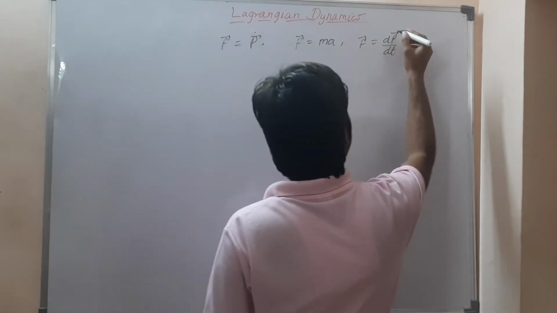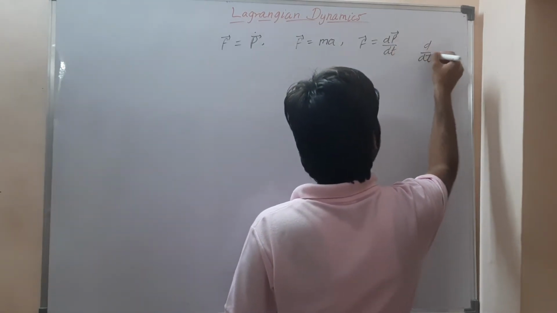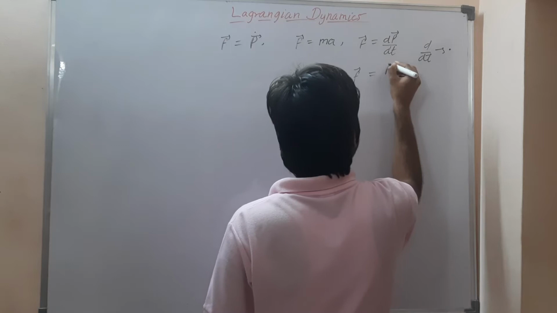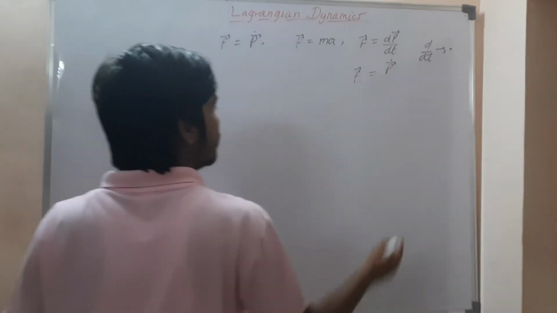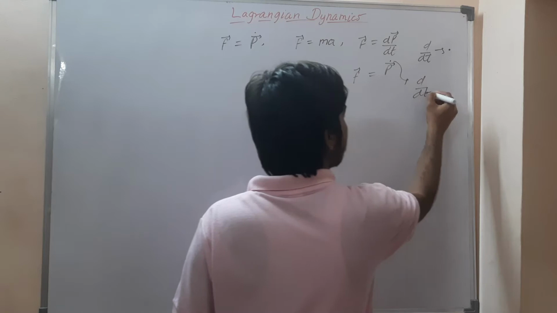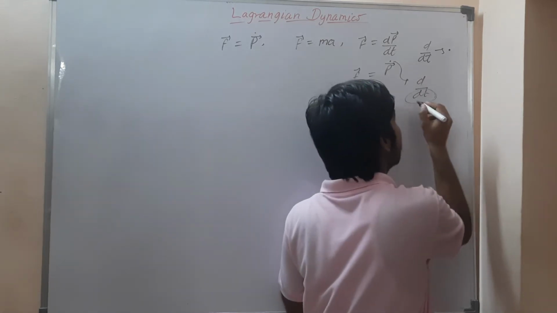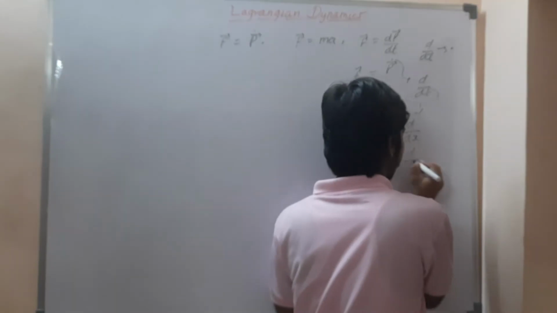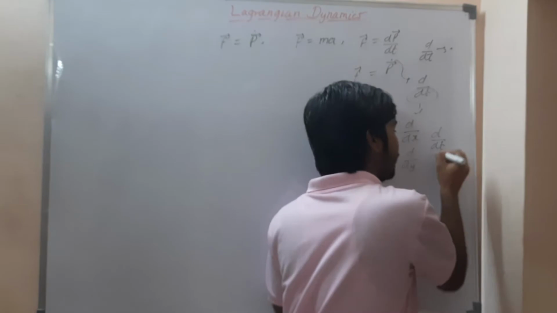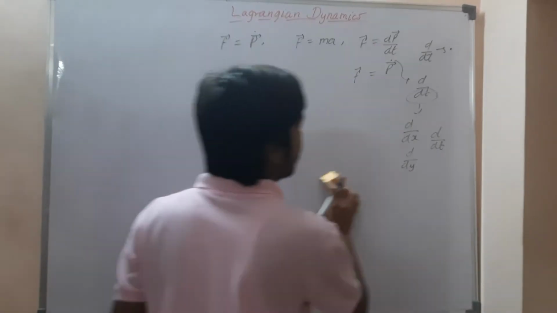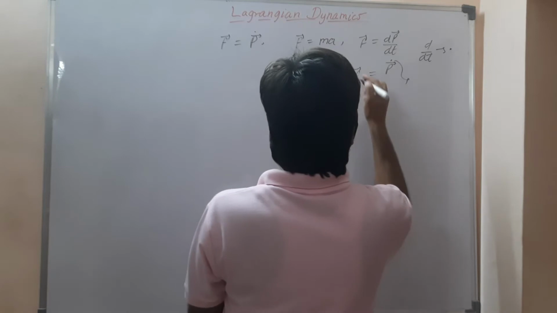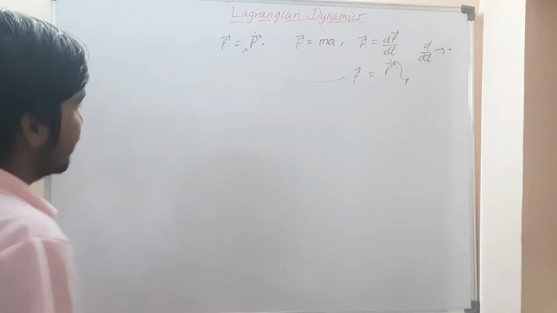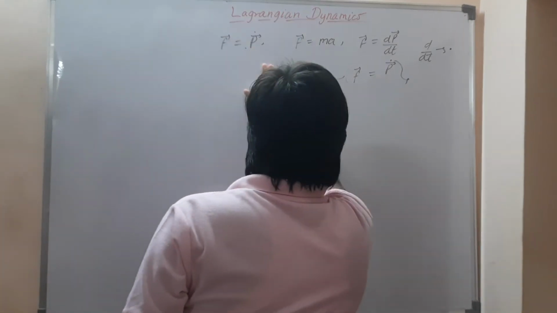If I replace d by dt with a dot, I can write it like this: P dot. This dot means d by dt. But be careful: dot means only derivative with respect to time. We can't write it for d by dx or d by dy. For time only, we will use that dot. So this formula is the same, and let us understand what it is, and then we will move on.